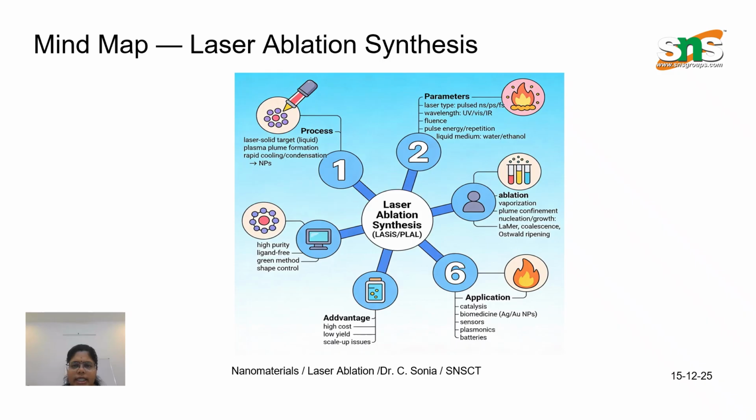water, ethanol. Then the ablation process, that is, you have the vaporization, then Ostwald ripening process. These are the different processes. Then a high purity, ligand-free green method is also obtained by various processes. Then advantages, and disadvantages: it has high cost, low yield, and scale issues in this laser ablation process. Then applications: they are used in catalysis, biomedicine, sensors, plasmonics, and batteries.